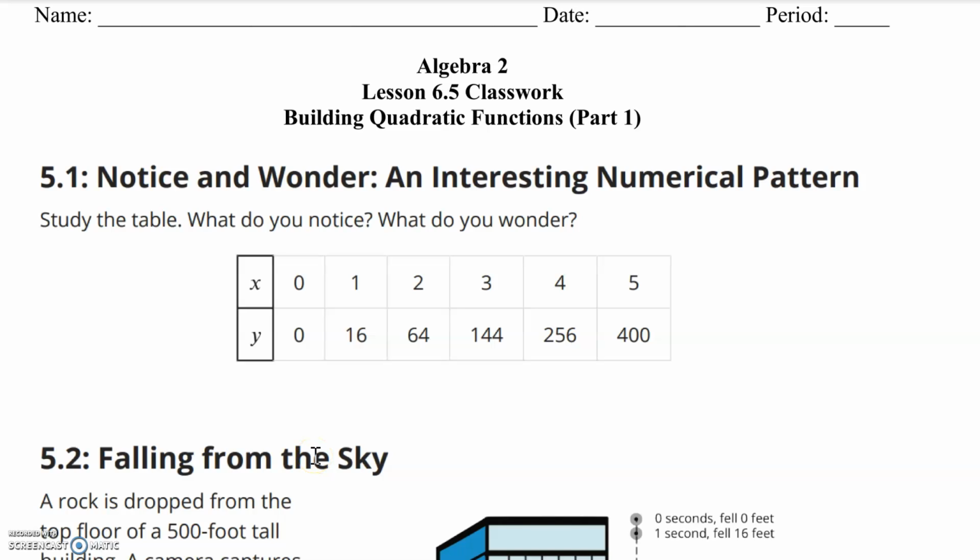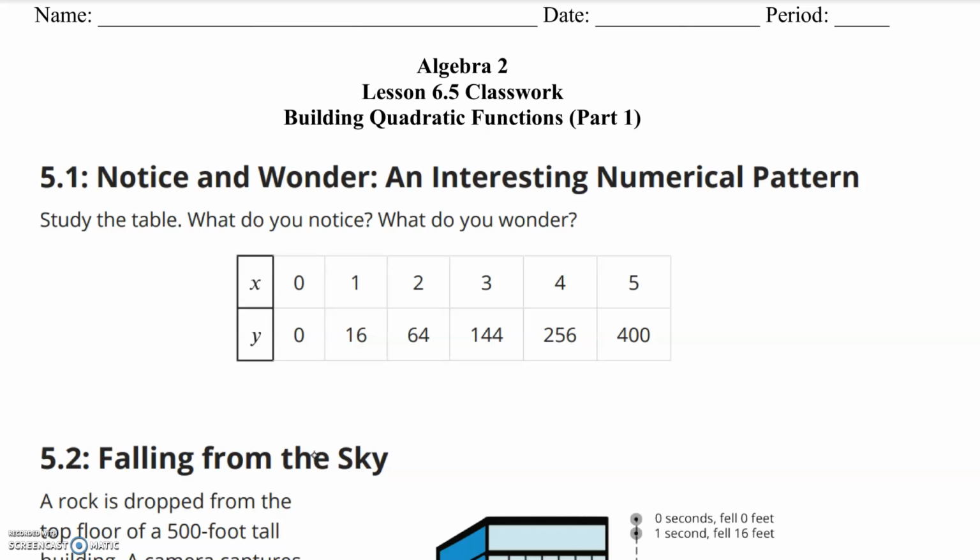Okay, today we're going to start with a notice and wonder. This is lesson 6.5 classwork. It should be in your OneNote notebooks under class notes. We're going to start by just looking at this table. A couple things that I want you to focus on here.